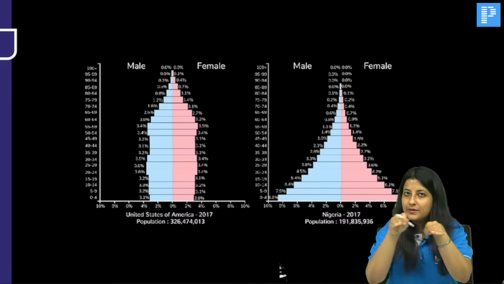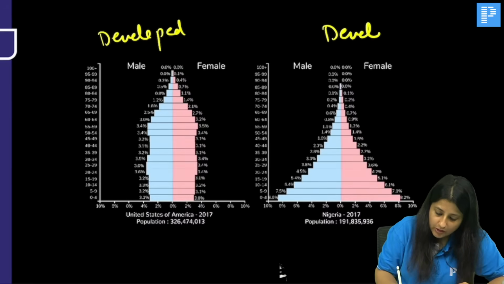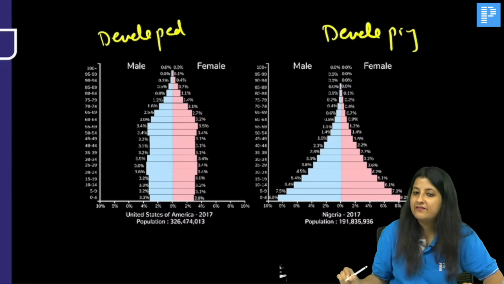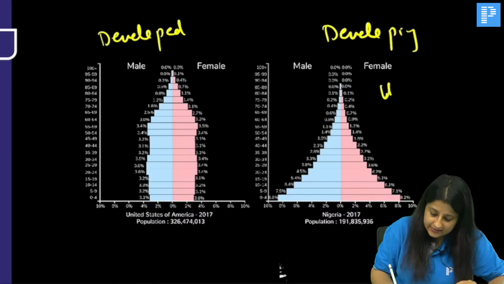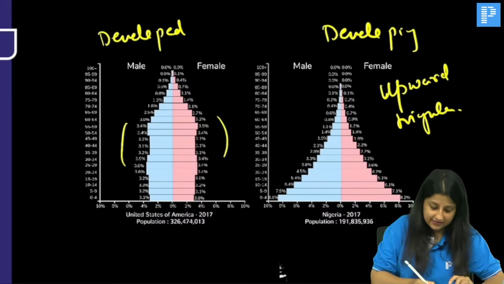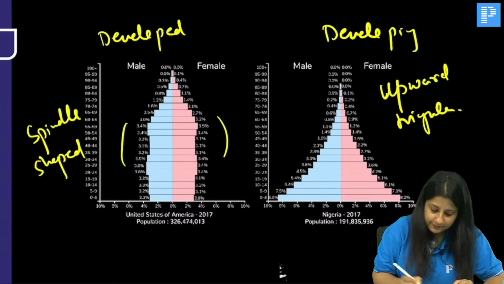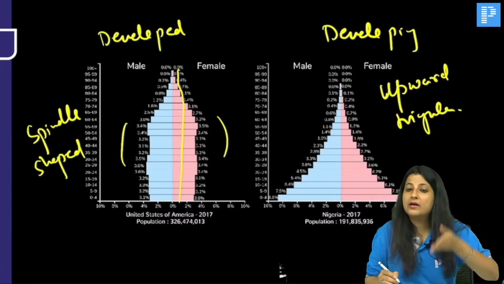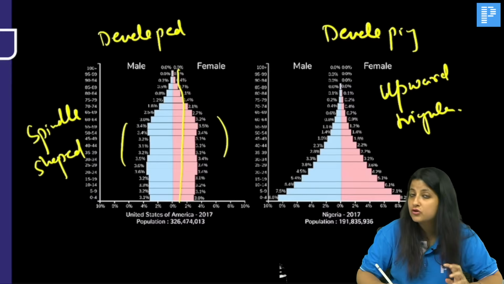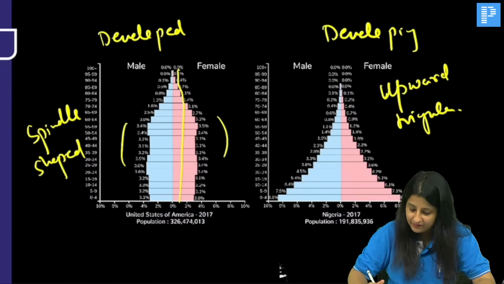Now whose pyramid is this one? So the pyramid which has a narrow base, this is developed country pyramid. ये है developed nations. जिसके broad base है, ये कौन सा nation है guys? Developing. Developing pyramid is upward triangular. This one over here, it is constricting. This is what? Spindle shaped. Okay, which one is taller? The developed one, more life expectancy. Which one is shorter? Developing one, low life expectancy. Okay, just go through these ones, developed and developing.